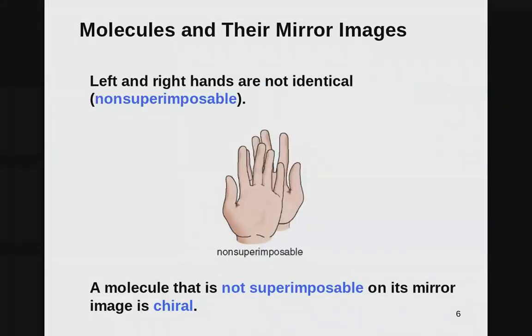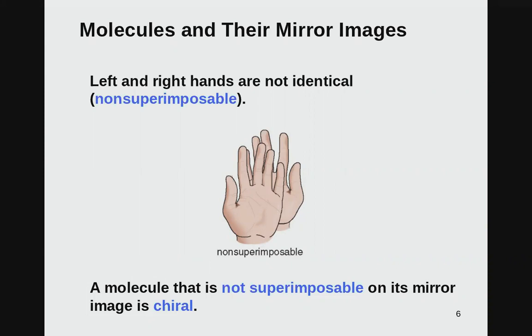Now, this is where things get kind of weird. Left and right hands are not identical. And that's not just because they're different in terms of stuff. They're actually just not superimposable. And you can just see this yourself. If you take your left and right hand and you go like this on top of one another, well, that's not a superimposed image, right?